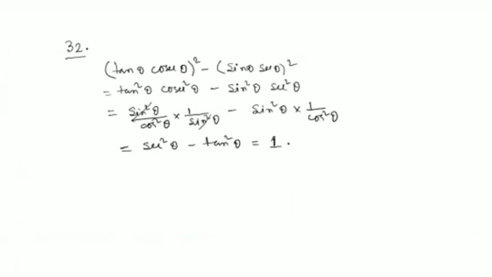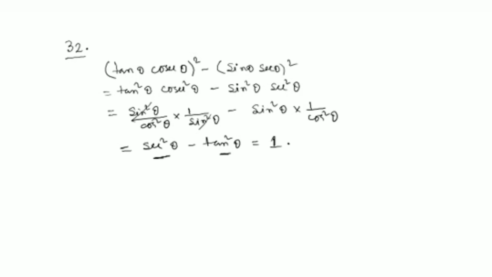Here you can see (tan theta into cosec theta) whole square minus (sin theta into sec theta) whole square. Okay. We can write it as tan square theta into cosec square theta minus sin square theta into sec square theta. Tan square theta means sin square theta by cos square theta, and cosec square theta means 1 by sin square theta. From here sin square theta, sec square theta means 1 by cos square theta. Now you can see 1 by cos square theta means sec square theta, and sin square theta by cos square theta means tan square theta. What will happen? Sec square theta minus tan square theta is equal to 1. So the answer will be 1.